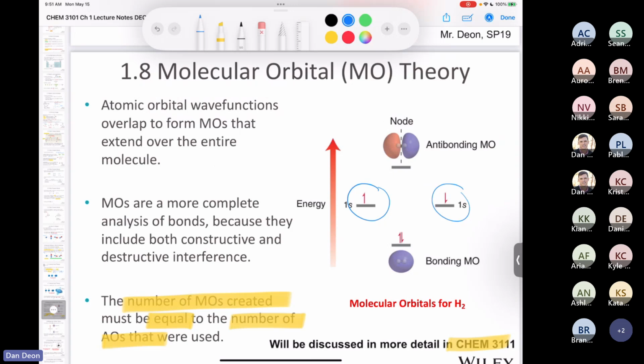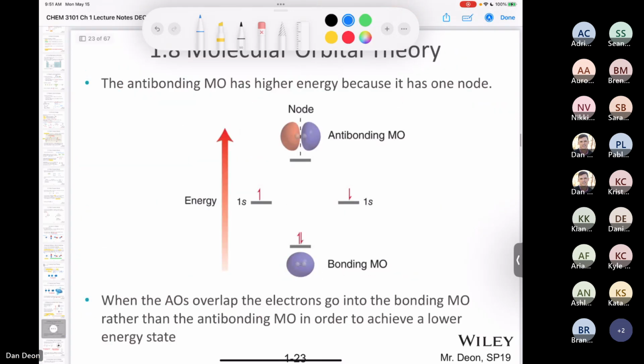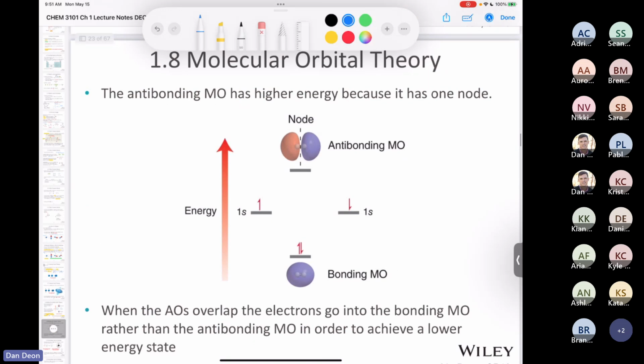And again, this is something that we'll go into more detail in organic chemistry 2. The anti-bonding orbital is the one that's higher energy. The bonding molecular orbital is the one that is lower in energy. And so we always start by putting electrons in the lower energy molecular orbitals, and then we start placing them into higher energy ones after that.